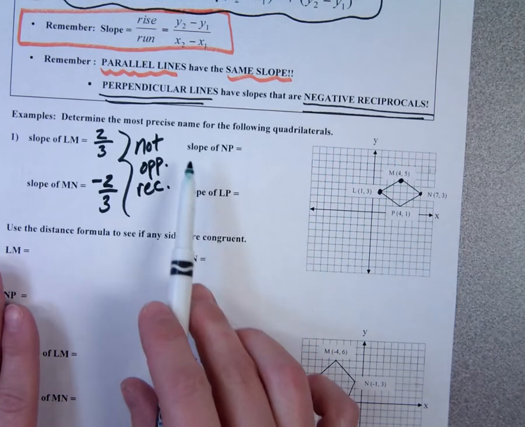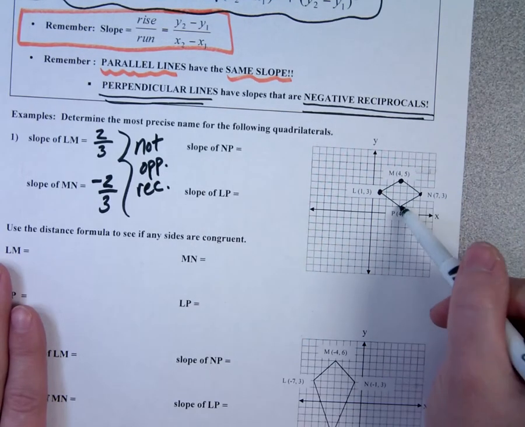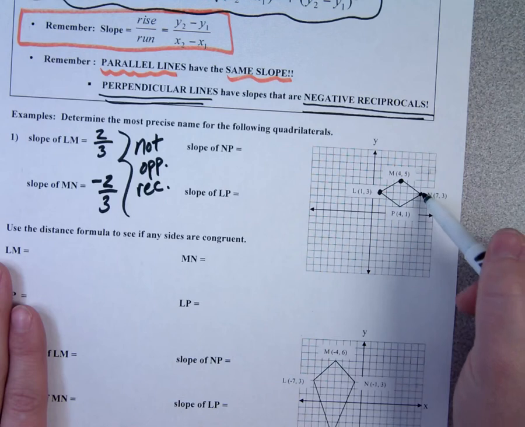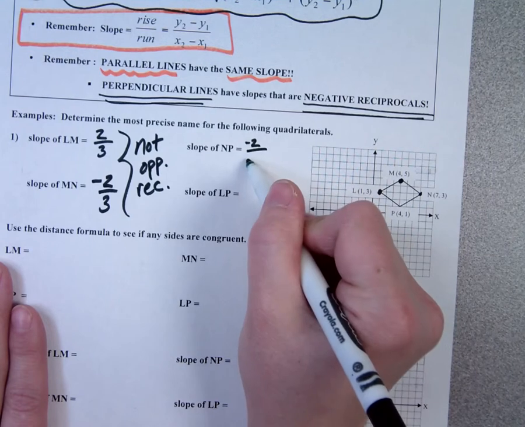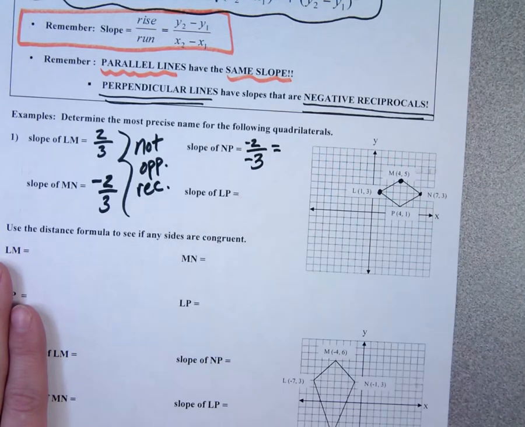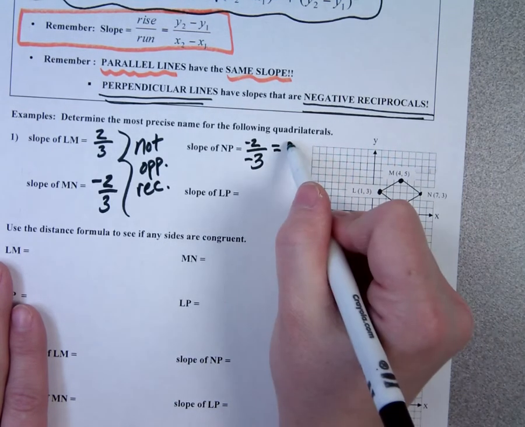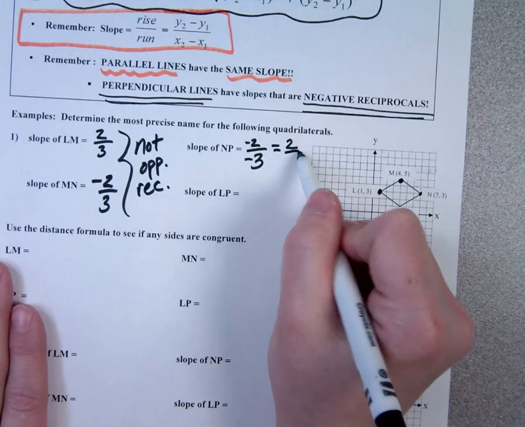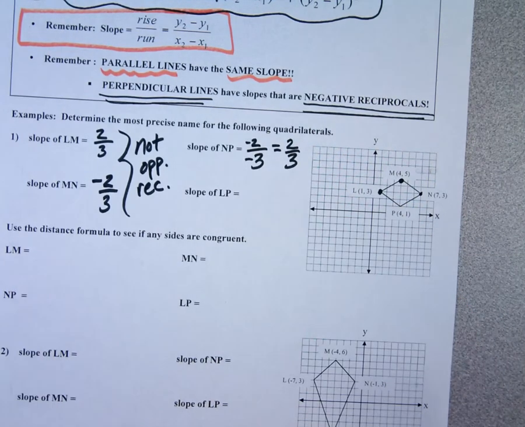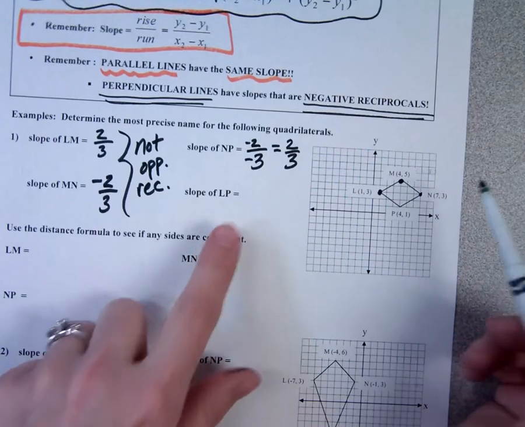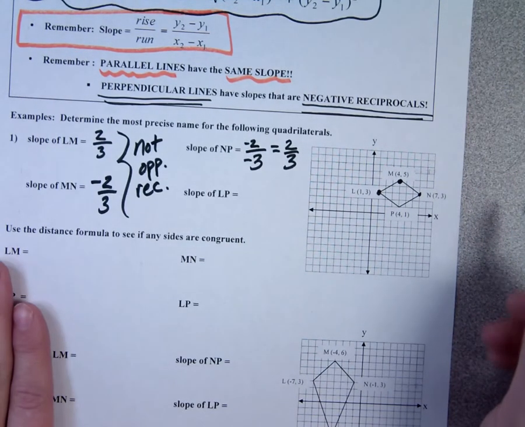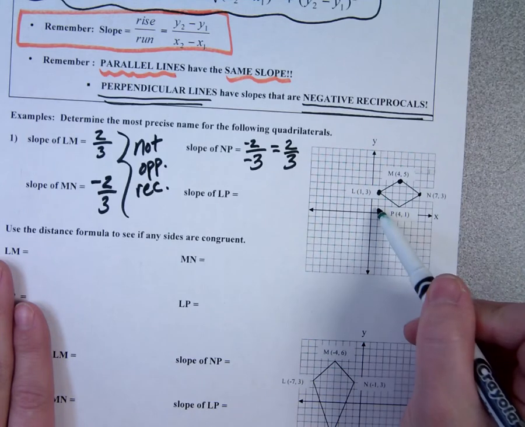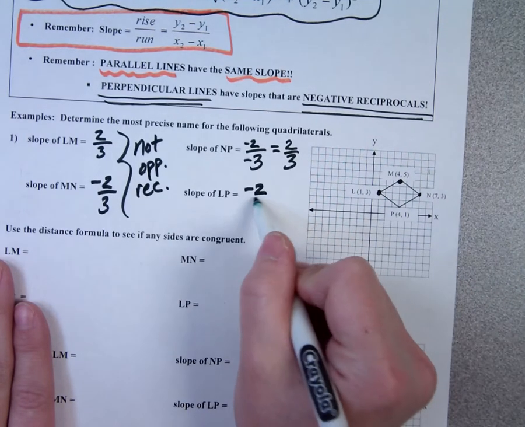Okay, let's just continue on. Finding the slope of NP. What do you do to get from N to P? Down 2, left 3. So if you go down 2, that's -2. Left 3, that's -3. So what's that? Positive 2/3, because a negative over a negative is a positive. Okay, and then the slope of LP, what would that be? Down 2, right 3. So that one's a -2/3.